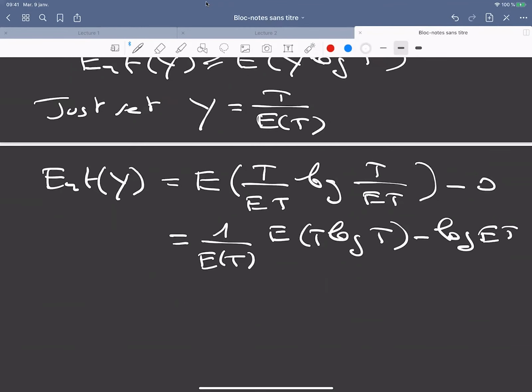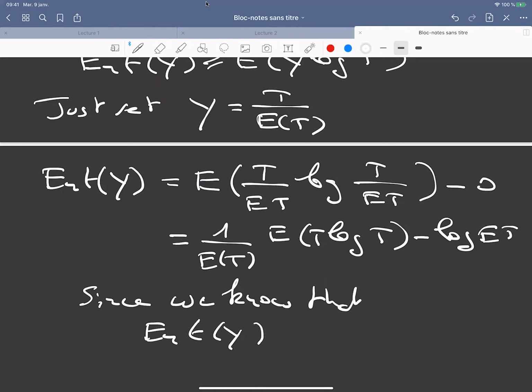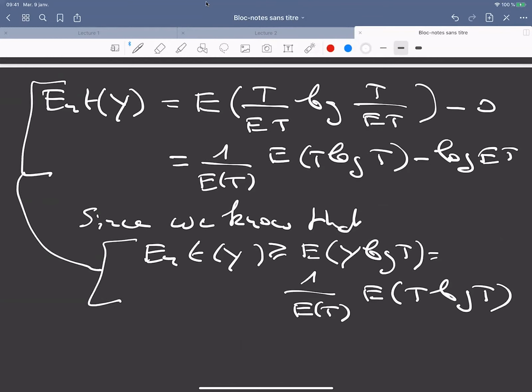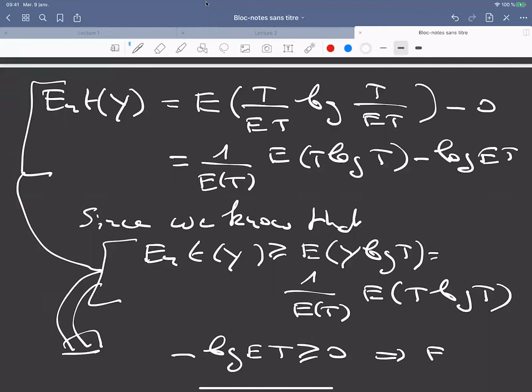And so since we know that the entropy of y is larger than the expectation of y log t, which is merely 1 over the expectation of t times the expectation of t log t, the combination of this and this implies that minus the log of the expectation has to be non-negative, and this means that the expectation of t is less than 1.